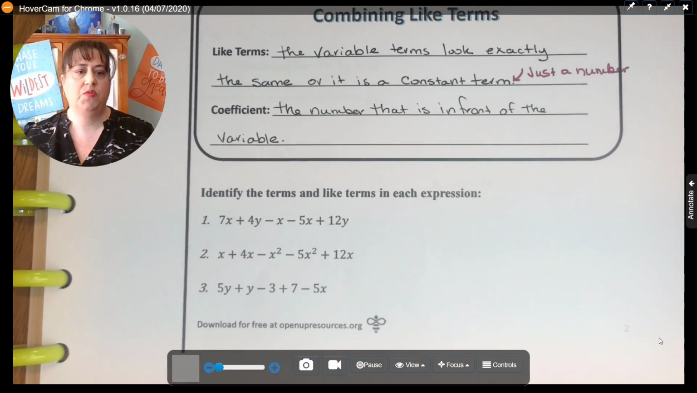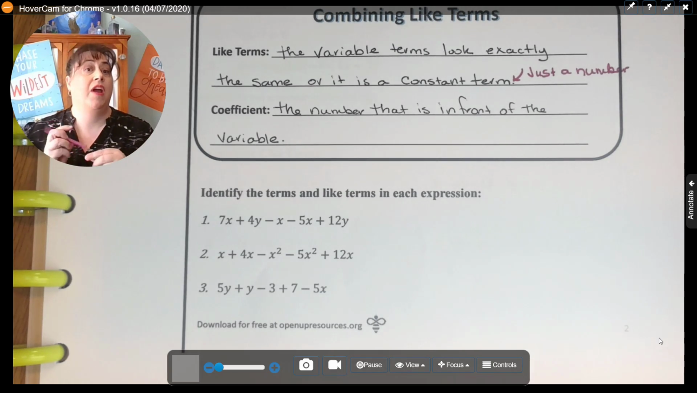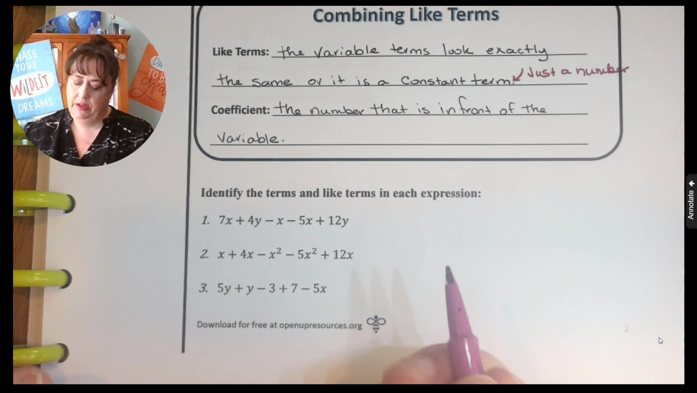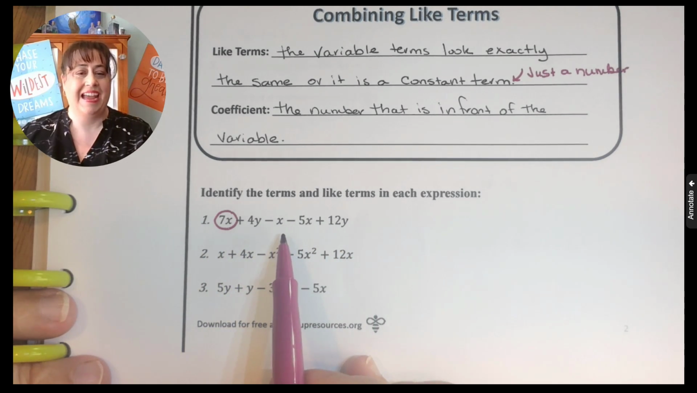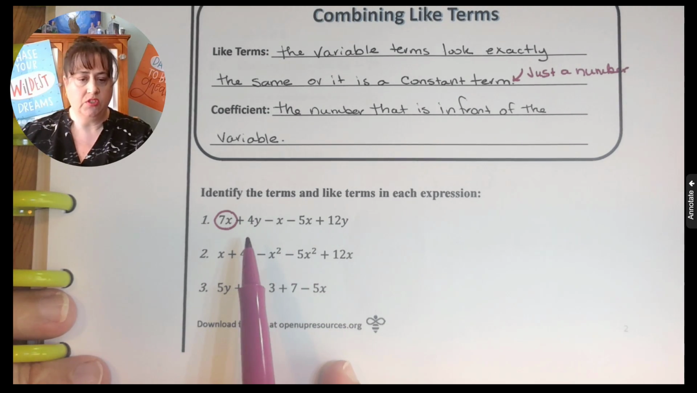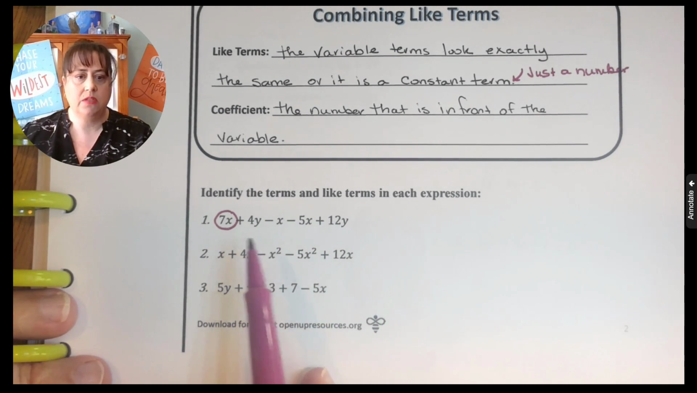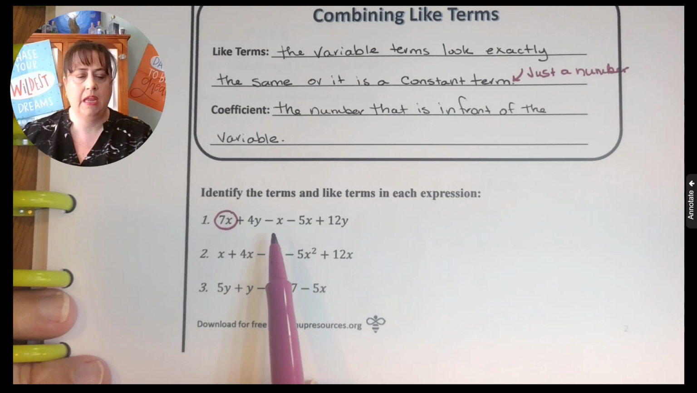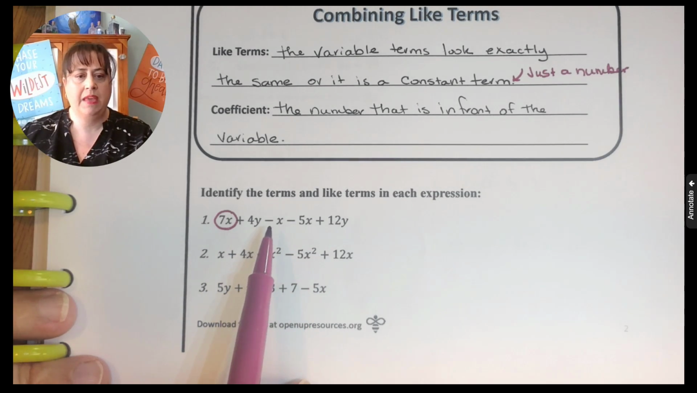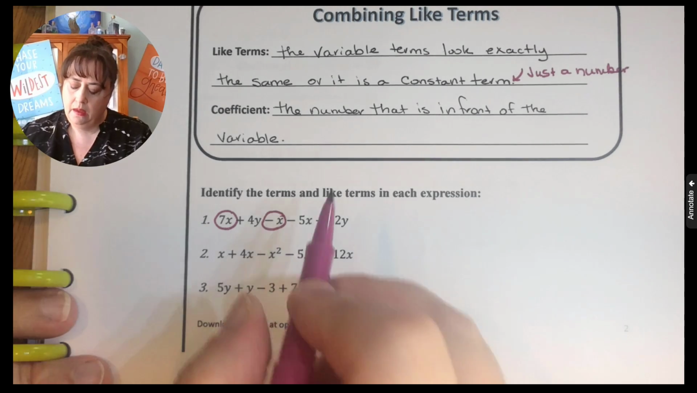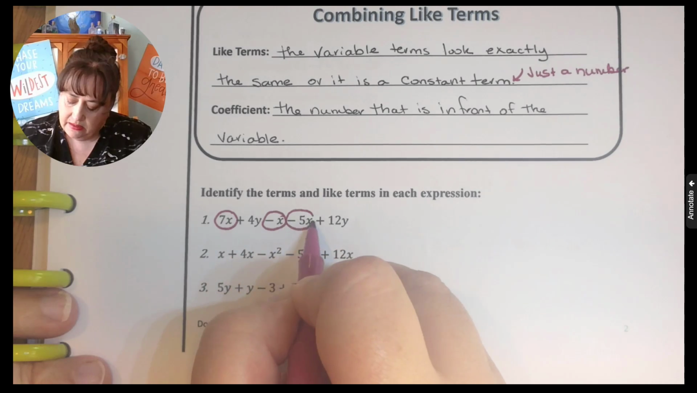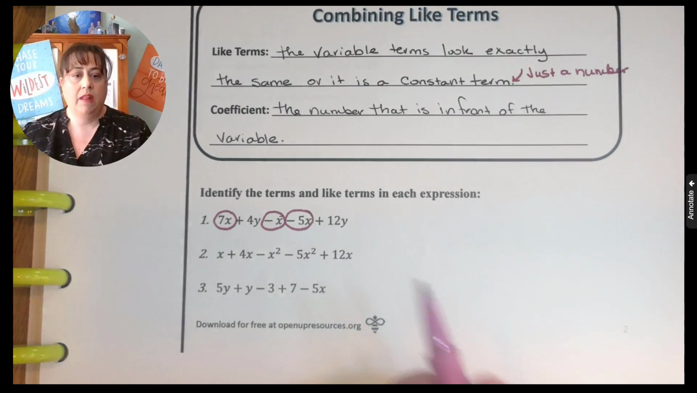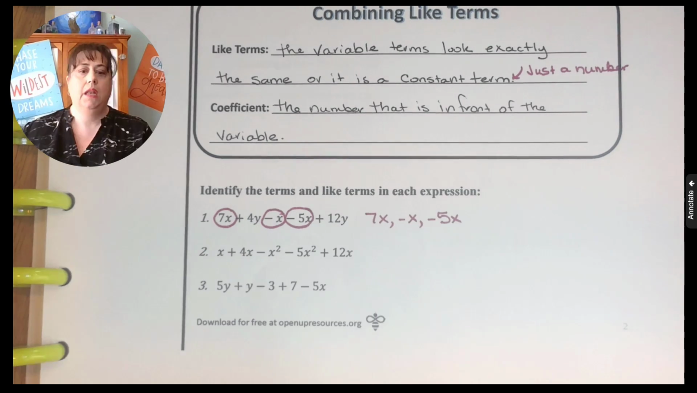In the first one, let's look for everything that is followed by an x. So let's look at this 7x, and we're going to read through the next, and everything that has an x in it, but nothing else, so no other variable, is what we're going to use. The next thing we get to right here is the one that has the negative x. We want to make sure that we keep the sign that's in front of it. And then we go across and it's this one right here, the negative 5x. And then that's it. So the like terms there would be 7x, negative x, and negative 5x.